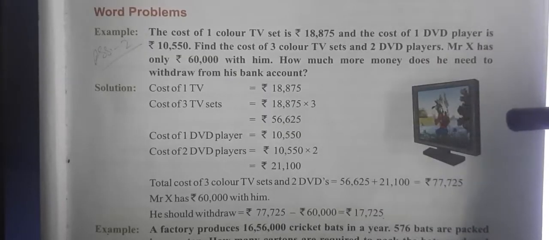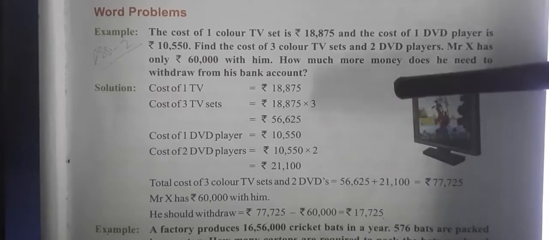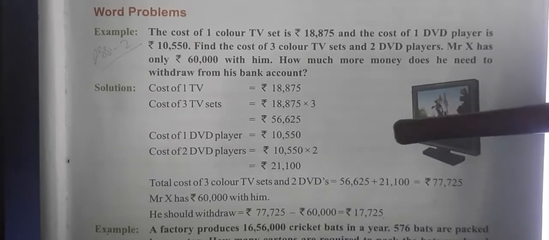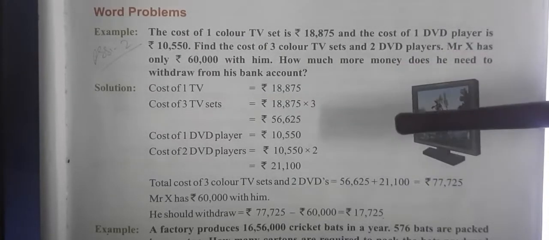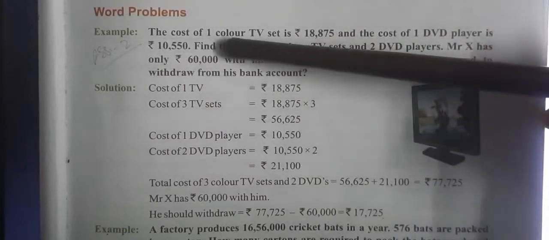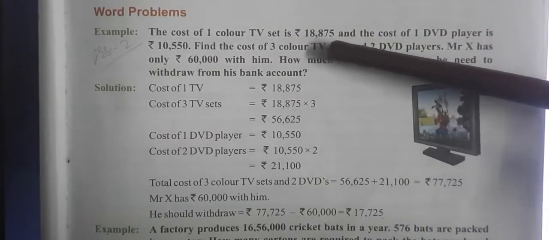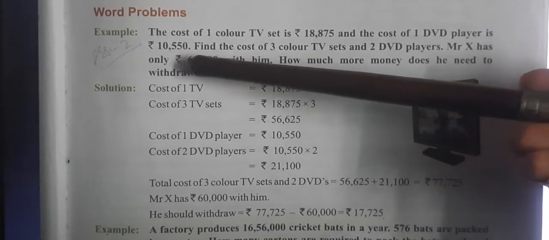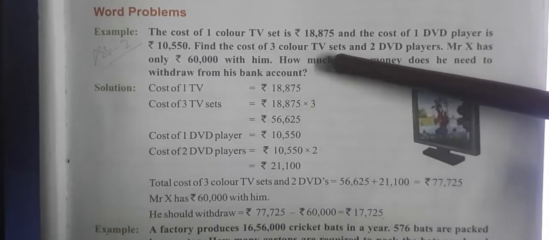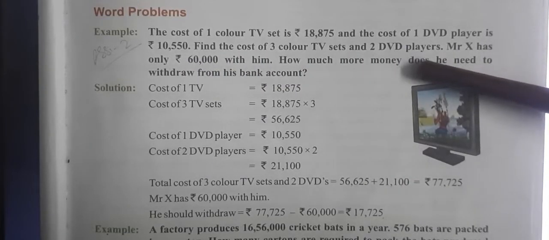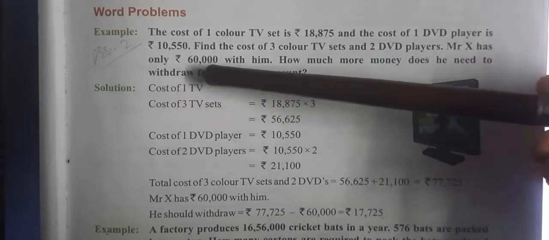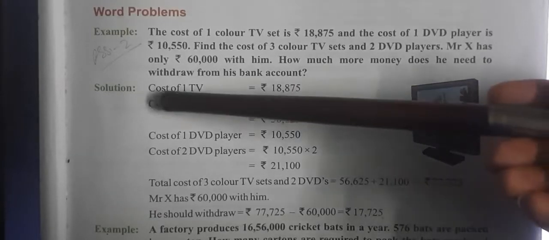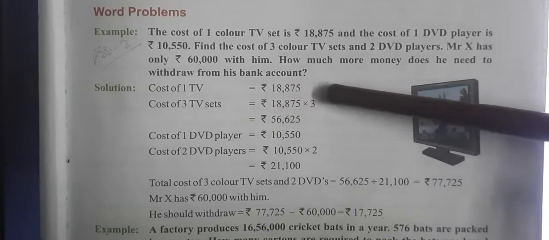Beta, one example is given in your book which I want to explain because when we were doing the chapter I gave this in assignment. Some students were not able to do, so I am going to explain this. The cost of one color TV set is rupees 18,875 and the cost of one DVD player is rupees 10,550. Find the cost of 3 color TV sets and 2 DVD players. Mr. X has only rupees 60,000 with him. How much more money does he need to withdraw from his bank account?